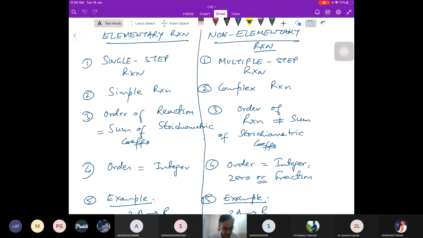Okay. Then third comparison is order of reaction in elementary reaction is equal to sum of stoichiometric coefficient. हमने देखा था, right? अभी for elementary reactions you can add the stoichiometric coefficients of the reaction and that will give us order of reaction. But for non-elementary reaction, order of reaction is not equal to sum of stoichiometric coefficient. What is stoichiometric coefficient? याद है आपको? What is stoichiometric coefficient?